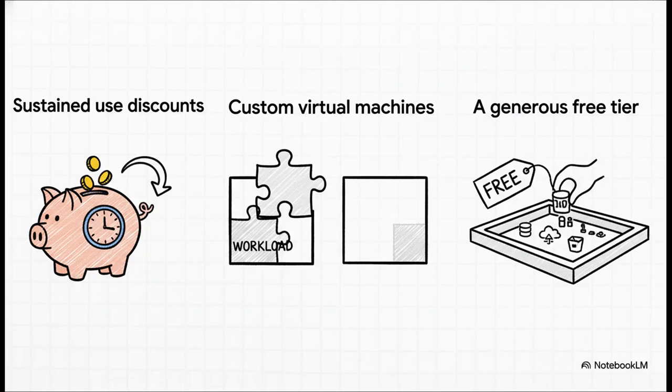And it's not just the per-second billing. GCP is packed with other ways to save money. For instance, if you run something for a long time, it just automatically gives you a discount. No forms to fill out. You can also create custom-sized virtual machines, so you're not forced to pay for more RAM or CPU than you actually need. And maybe best of all, there's a really generous free tier, so you can get in there and play around with all this stuff without spending a dime.